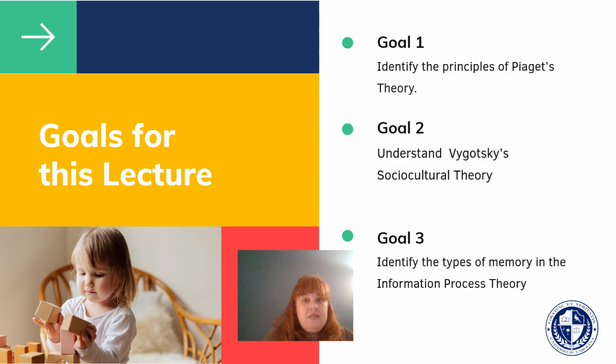So for today, we basically have three main theories that we're going to be looking at. First of all, Piaget, who was one of the most well-known theorists about cognitive development, and then Vygotsky. And then third, we're going to look at another type of theory, information processing theory. So those are the 3 categories that we're going to be focusing on today.